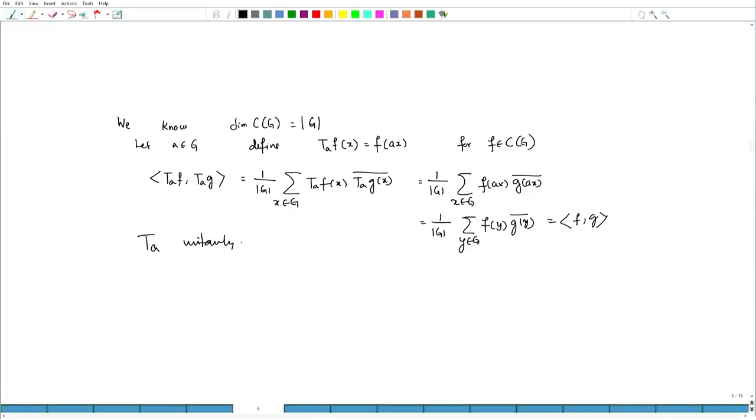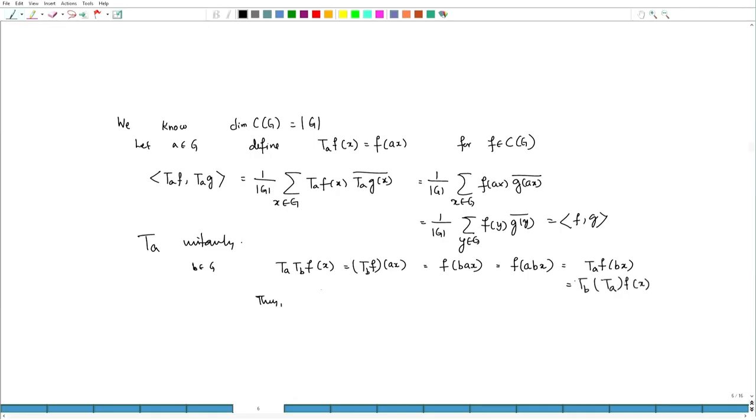So now you take any other B belonging to G, then TA, TB of F of X is equal to TB of F at AX, which is equal to F at BAX. Now our group G is abelian. Therefore, this is going to be F of AB of X. That means this is going to be TA of F at BX. This is equal to TB TA of F at X.